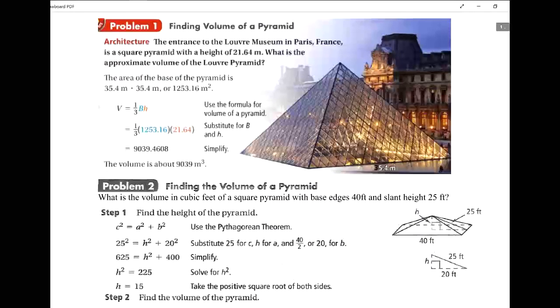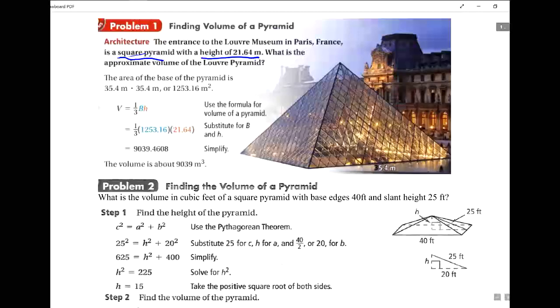Finding the volume of a pyramid. If you've ever been to the Louvre, and I'm sure some of you have, or at least seen pictures of it, there is this glass pyramid that sits in the front. And it is a square pyramid, which tells us that the base is a square. And we are told that it has a height of 21.64 meters. We want to know the volume of that. So how much air is in there?